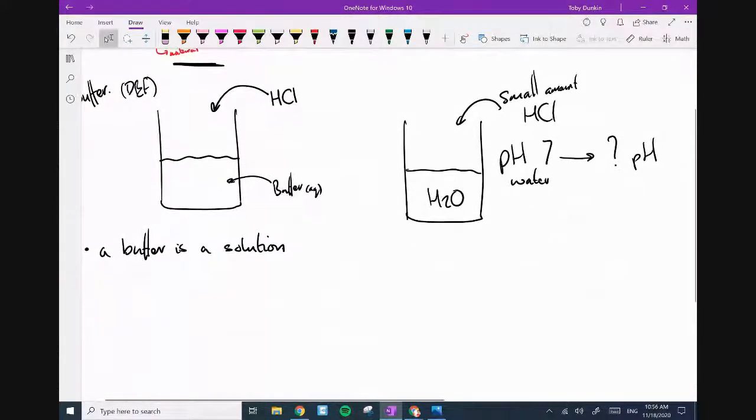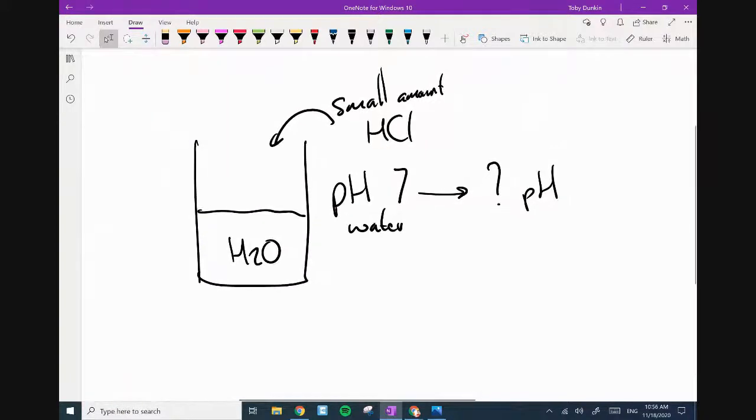Let's see how many people can give me that on the chat. So what's going to happen when I take a beaker of water and add a small amount of HCl? What's going to happen to my pH, please? Nice to give you guys a bit of time to think. Lower the pH, lower pH value. I like it. Decrease. Thank you, Dana. I like it. pH drops. Love it. We've got a good understanding that if you add an acid, the pH is definitely going to decrease.